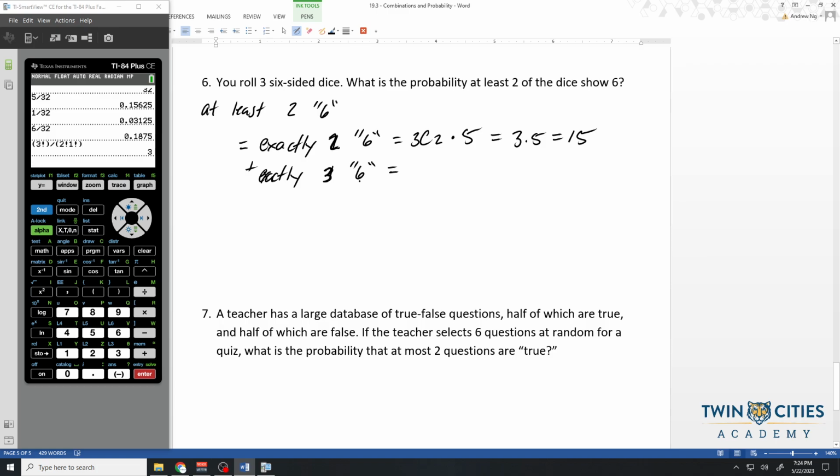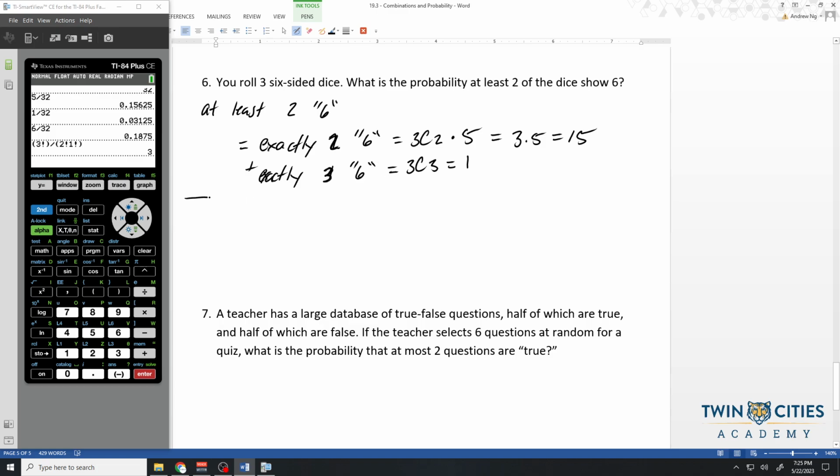To get exactly 3 6s, I'm going to choose 3 from all 3. Well, again, I could take the calculator out and show you, but I could just as easily say there's only one way to do that. I'm selecting all of them to be 6s. Only one way to do that. They're all 6s. So combined, this is 16: 15 ways to get exactly 2, 1 way to get exactly 3 6s.